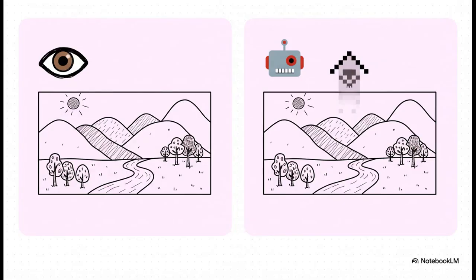And nope, this isn't some sci-fi movie plot. Look at these two images. To you and me, they are identical. But to some of the most advanced AI systems out there, the one on the right is hiding a secret message. This is a very real vulnerability, and we're going to break down exactly how it works.